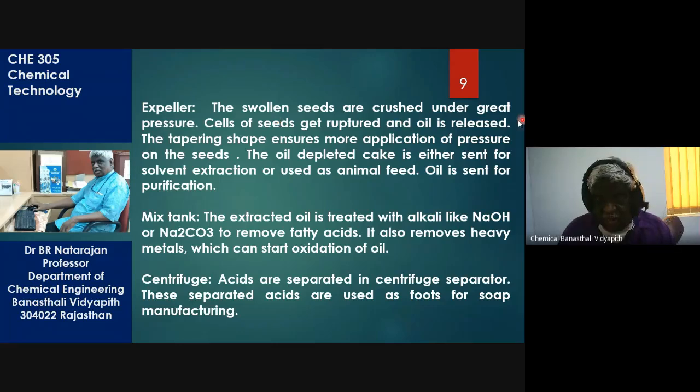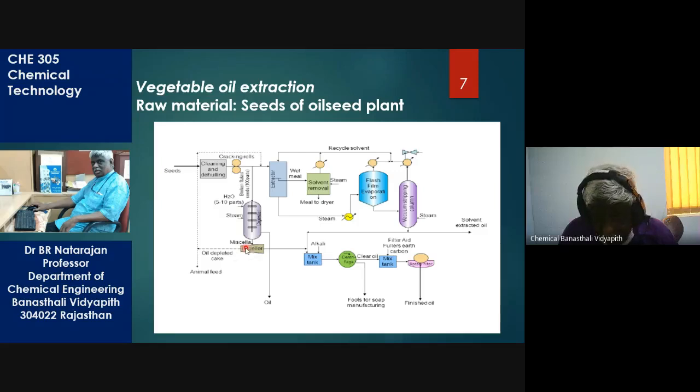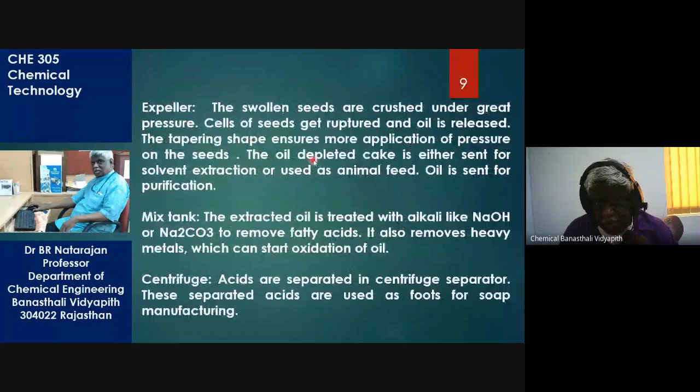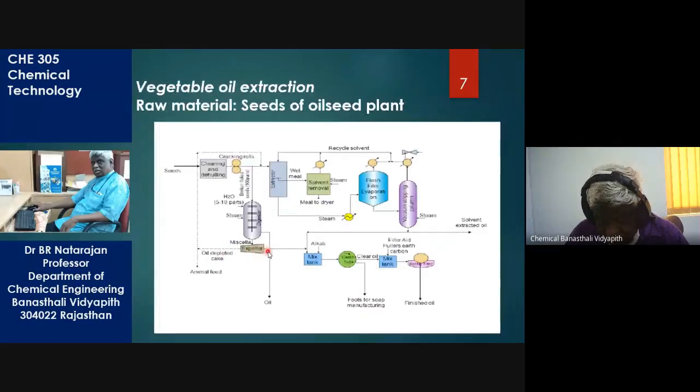The swollen seeds are crushed under great pressure, right? And cells of seeds get ruptured. The cells in the oil seed carry the oil, like in small pouches, they get ruptured and the oil is released. The tapering shape ensures, see the tapering shape, look at this, it is tapered, right? So the tapering shape ensures more application of pressure on the seed. The oil depleted cake is either sent for solvent extraction or used as animal feed. That's what we said. From this, it may be used for extraction or for animal feed.